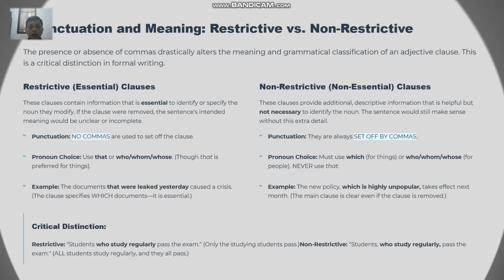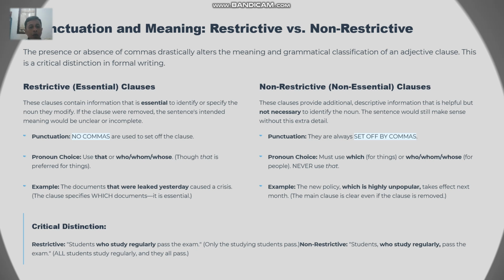Punctuation: meaning, restrictive versus non-restrictive. The presence or absence of commas drastically alters the meaning and grammatical classification of an adjective clause. This is a critical distinction in formal writing. Restrictive or essential clauses contain information that is essential to identify or specify the noun they modify. If the clause were removed, the sentence's intended meaning would be unclear or incomplete.